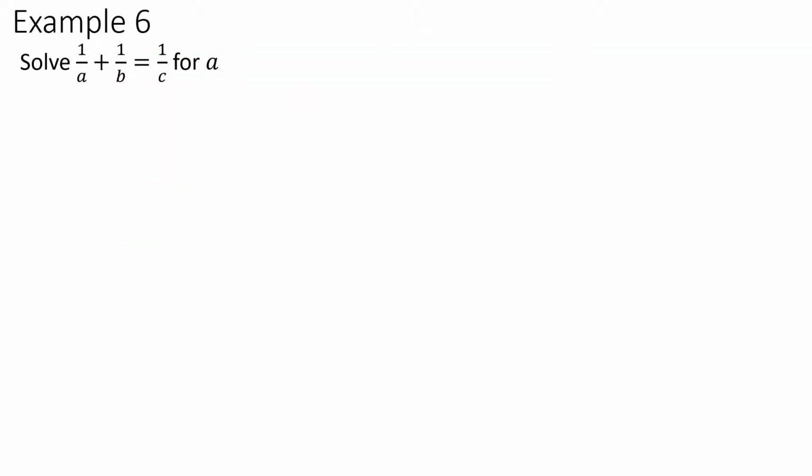Example 6. Solve the equation 1 divided by a plus 1 divided by b equals 1 divided by c for a. All right, so we have an a, a b, and a c in the denominator. So let's clear fractions. I notice that the LCD of a, b, and c is abc. So I'm going to multiply all three terms by abc. Now 1 times abc is just abc.